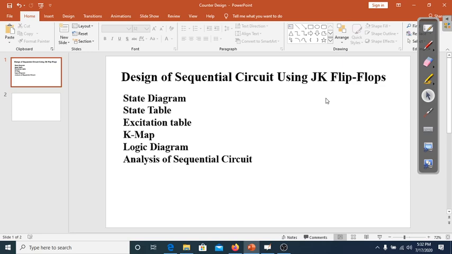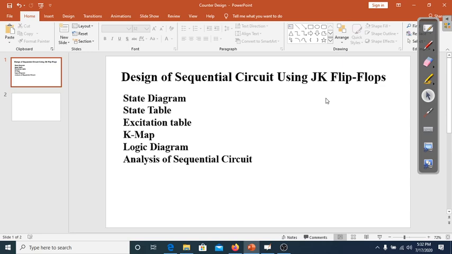In the excitation table, we have the given present state and the next state of the sequential circuit. From the present state to the next state, we will extract the inputs of the JK flip-flops. Further, we will simplify the excitation table using K-map. After K-map, we will design the logic diagram of the sequential circuit, and in the final part of this lecture, we will analyze the designed sequential circuit.